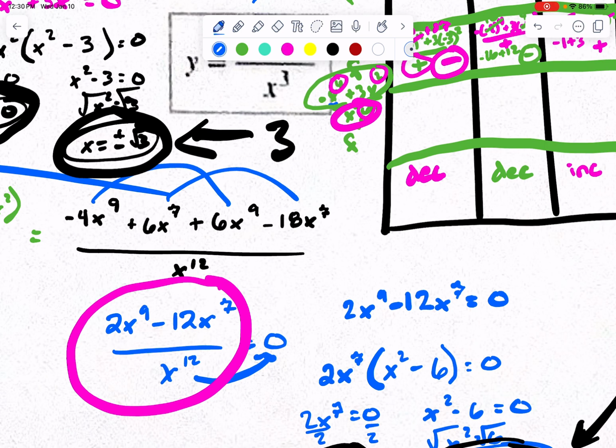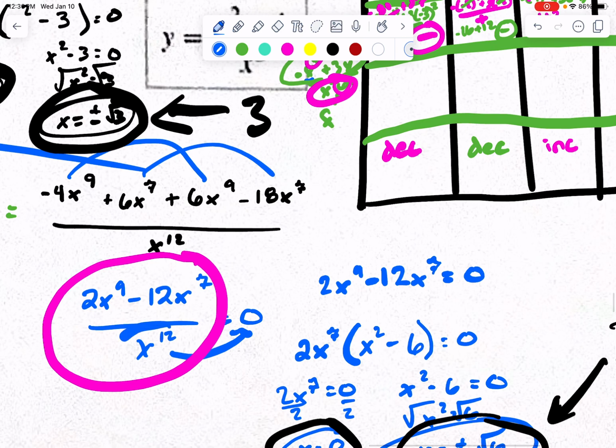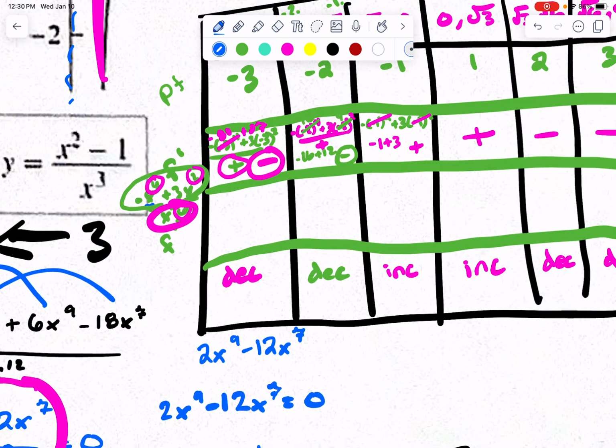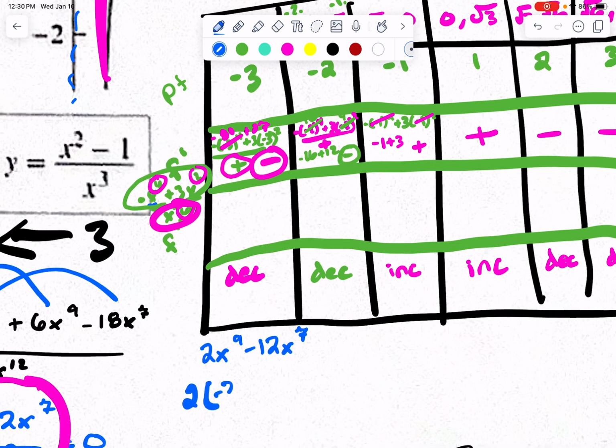She's fine. Okay, x to the 12th again is not going to do anything because he's going to be positive no matter what. So we really just have to calculate the 2x to the 9th minus 12x to the 7th power. All right, do this and then we'll be done. I'm going to erase some of this stuff down below here. 2 times -3 to the 9th minus 12 times -3 to the 7th power.